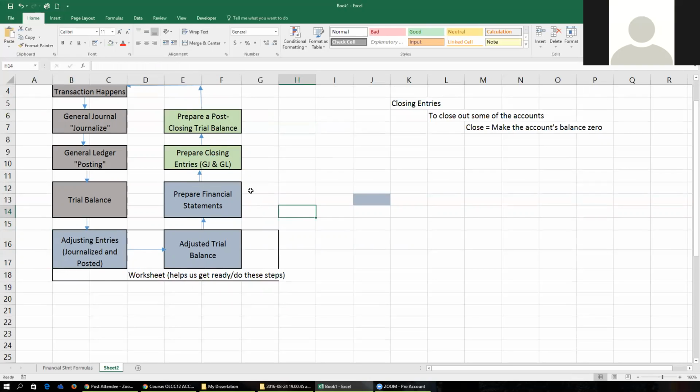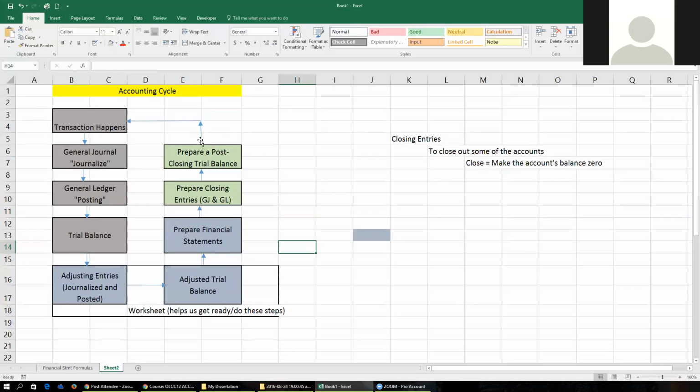So that 10-column worksheet is going to help us do those 3 steps. Chapter 4 is going to talk about that 10-column worksheet and then do our final 2 steps, preparing closing entries and making a post-closing trial balance. I know that doesn't mean anything to you yet. I'm going to explain it. And then we'll be ready to finish an accounting cycle and ready to start with transactions all over again.